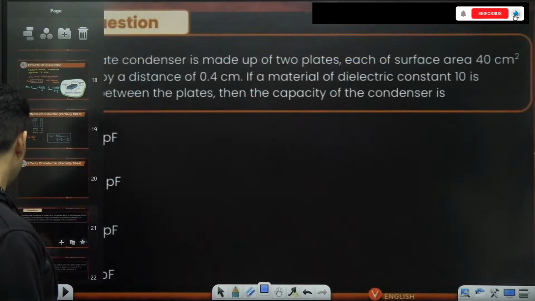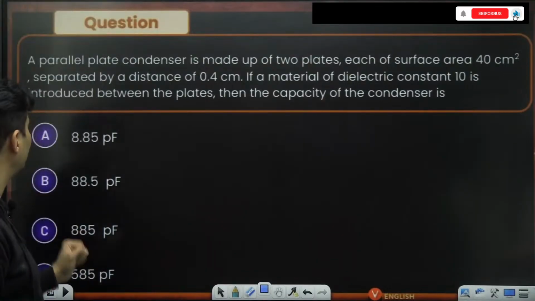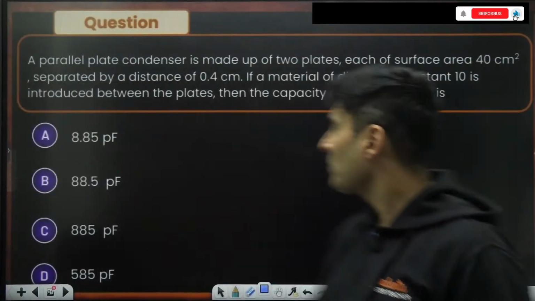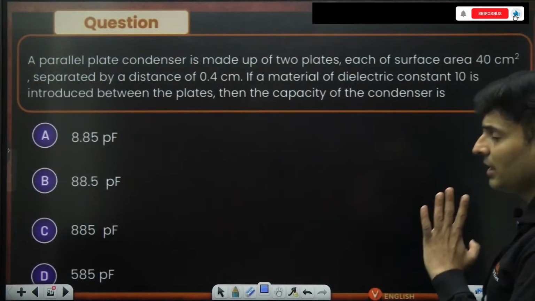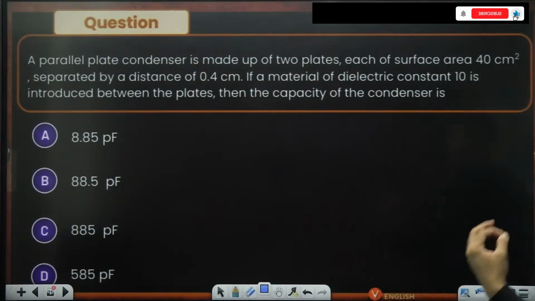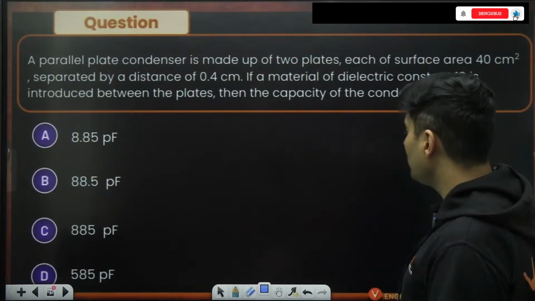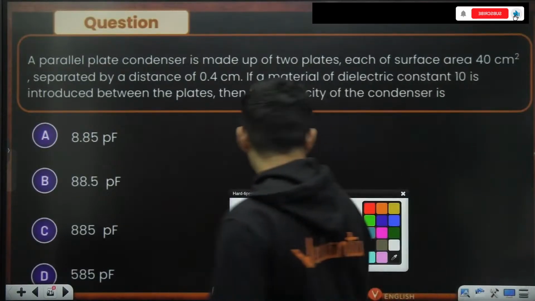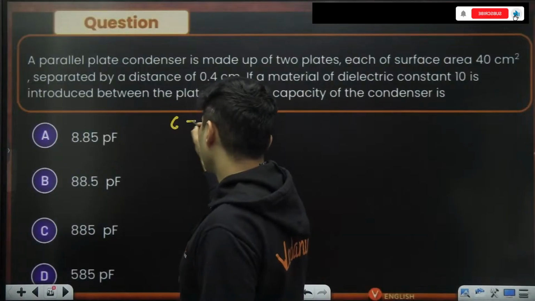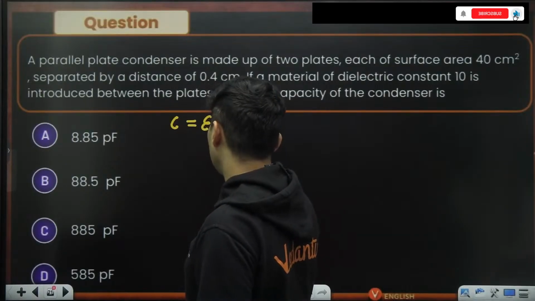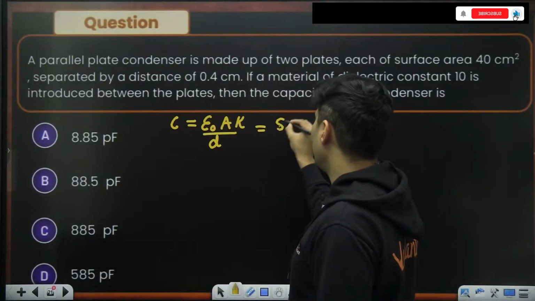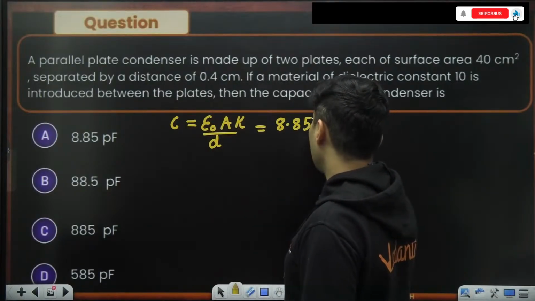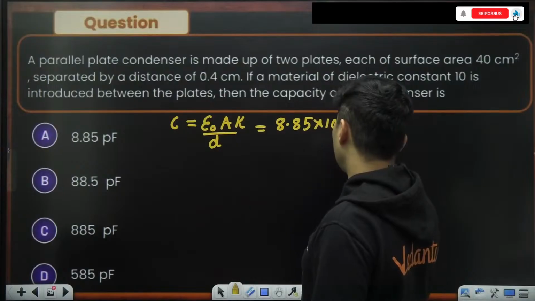Say for example, let's start with this first. There is a parallel plate capacitor. It is made of two plates, each of area 40 centimeter square, separated by 0.4 centimeter. The dielectric constant of the material is 10. What is the new capacitance of the capacitor? So the capacitance with the new medium will be K times epsilon naught A by D. Permittivity is nothing but 8.85 into 10 to the power minus 12.